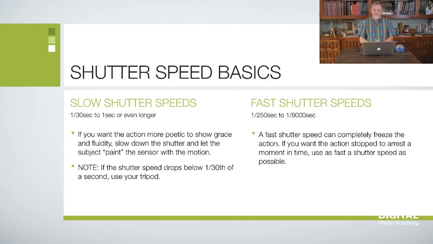On the other hand, with a fast shutter speed, you can completely freeze the action. And if you want the action to stop and to arrest the moment, then use the fast shutter speed. Shutter speeds are to some degree just like apertures, in the sense that they control the amount of light that hits the sensor, and they control the way the viewer experiences the photograph. The aperture controls how much is in focus in a given picture, many things in focus or few things in focus. That's what the aperture controls.